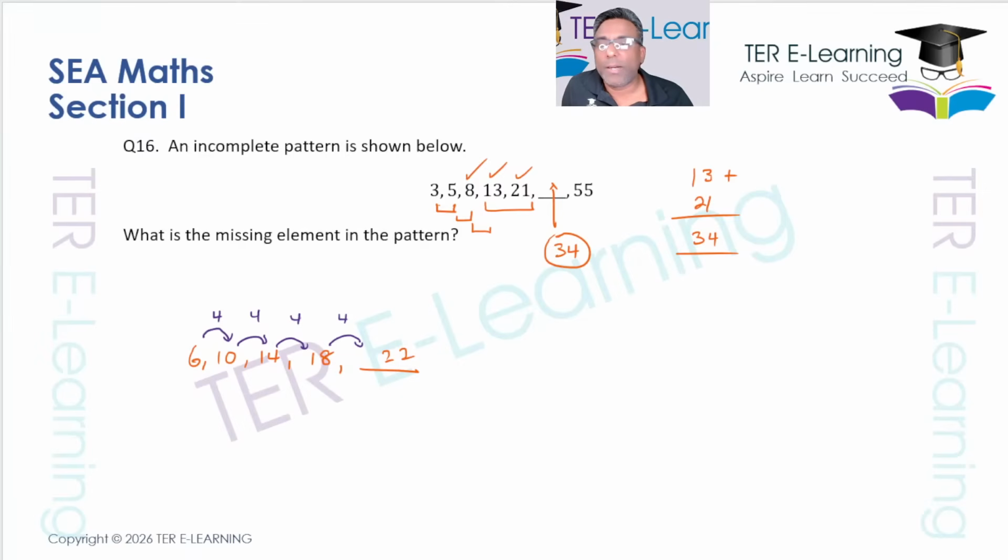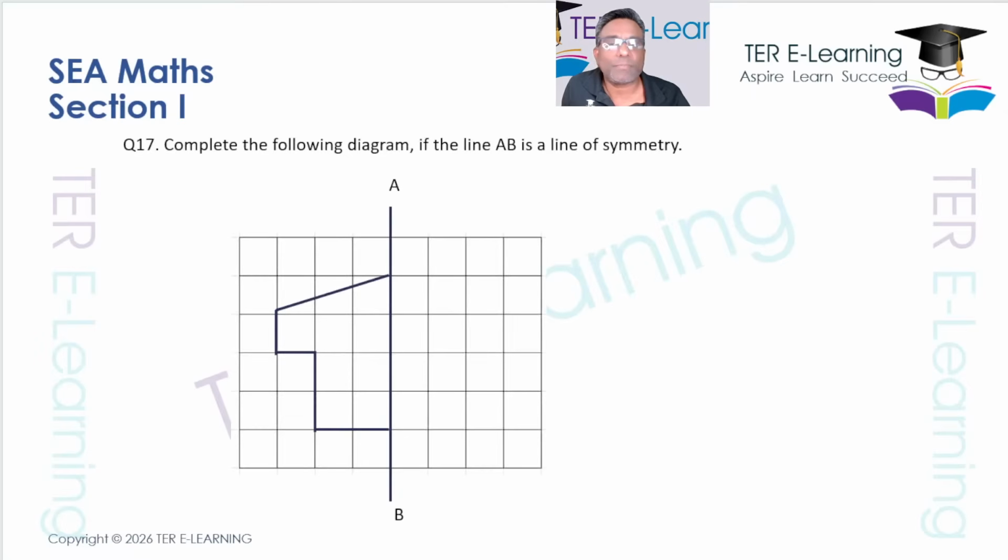All right. What else we have here? So you have line of symmetry. Sometimes you are given a diagram and we may be asked to complete the shape if we know the line of symmetry. In this case here, we have a line of symmetry AB and we want to be able to draw the completed shape.